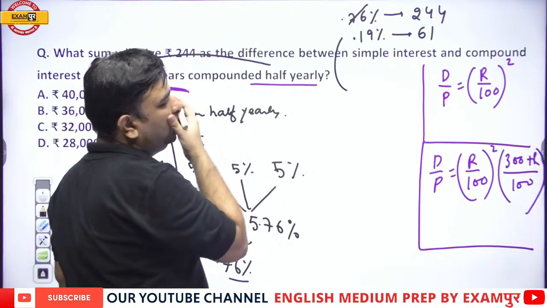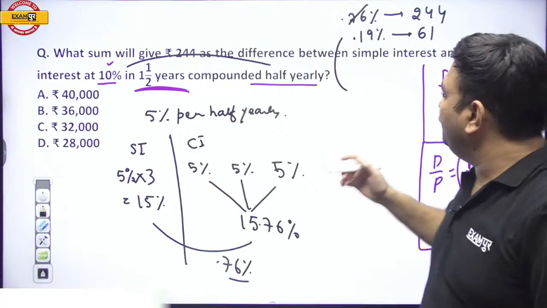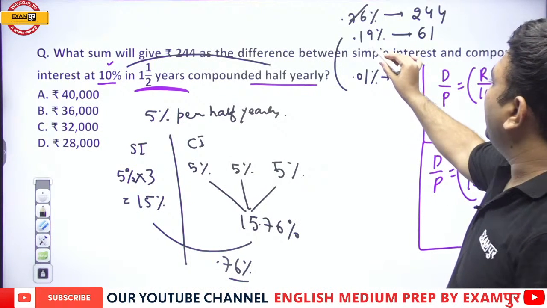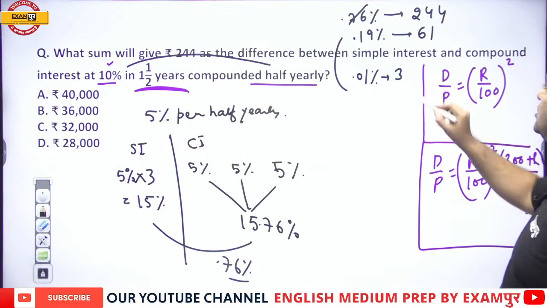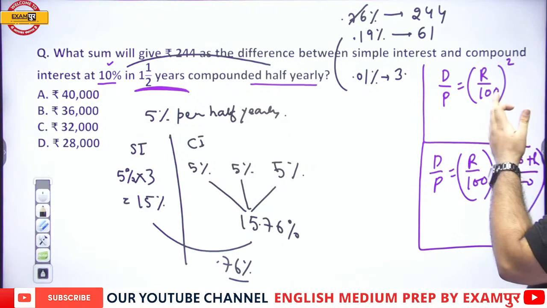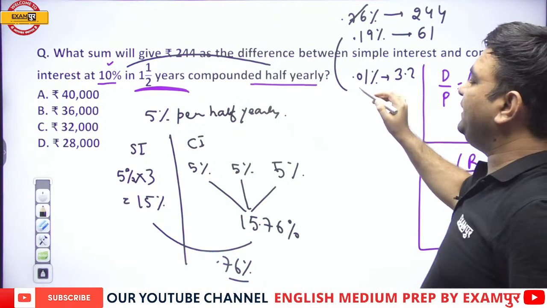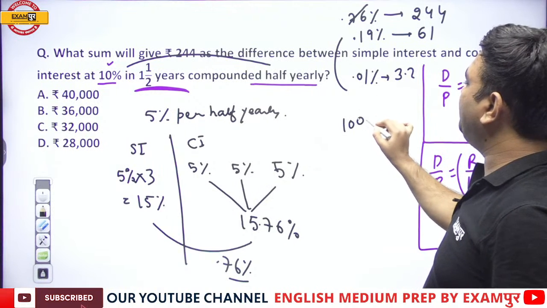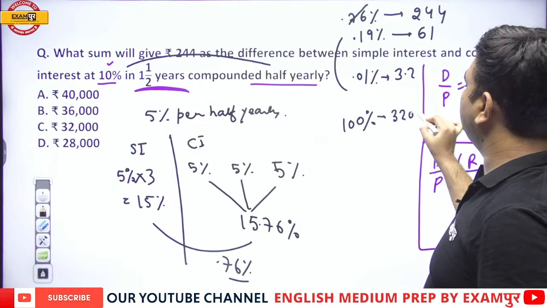Now what can you do? If you read the table of 19, 0.01% is 19 into 3, 57. After 57, it's 4, so it's 19. Somewhat around it. So when you multiply by at least 4 zeros to make it 100%, it will become 32,000.